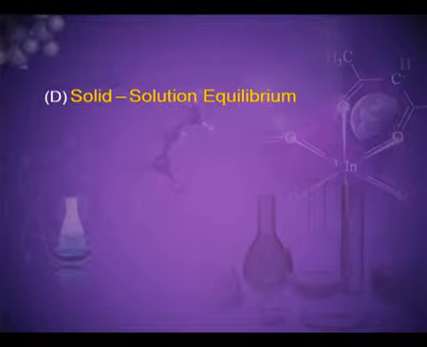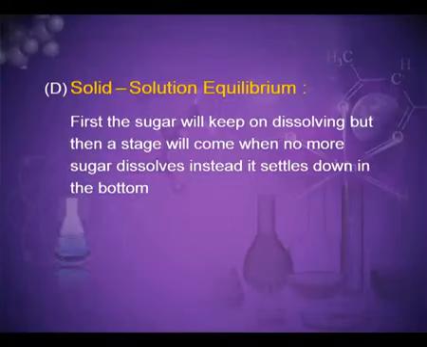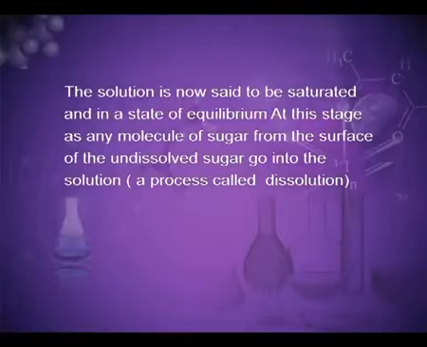Next is solid-solution equilibrium: dissolution of sugar in water. Suppose more and more sugar is added in a fixed volume of water at room temperature and stirred thoroughly with a glass rod. First, the sugar will keep on dissolving, but then a stage will come when no more sugar dissolves; instead it settles down at the bottom. The solution is now said to be saturated and in a state of equilibrium.